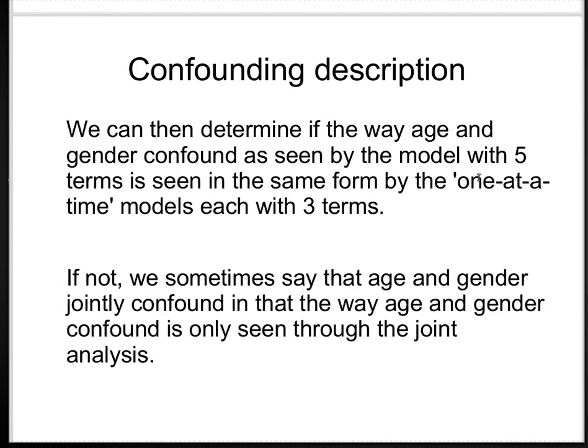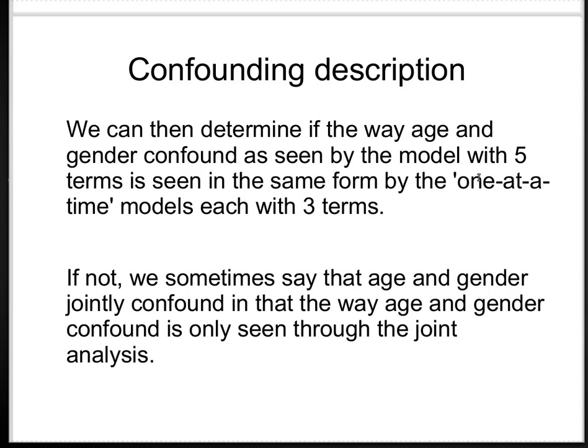So how is the confounding to be described here? Well, what can we see? If, in fact, we consider the model that has 5 terms in it, and it's the same as the 2 one-at-a-time models, each with 3 terms, then we could say, we didn't need the elaborate model to assess confounding here. The 2 one-at-a-time models would do the trick for us.